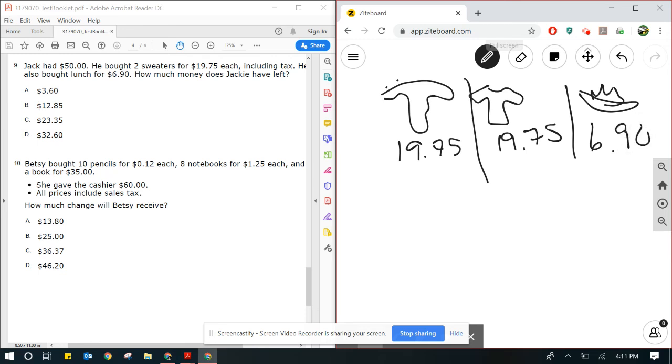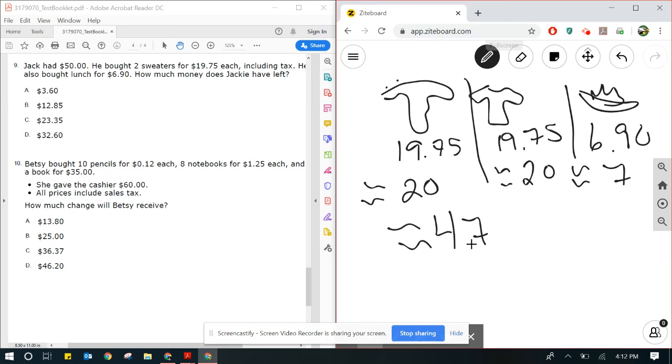So I'm going to estimate first. So this is close to $20. This is close to $20. This is close to $7. So 20 plus 20 plus 7 is $47. Well, what answer is close to $47? We would take $50 minus $47, and that would be $3. So the only answer here that makes sense is A. So I don't even have to do all this, right? So I can just estimate this.